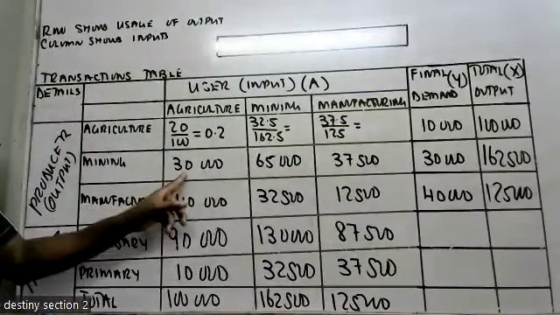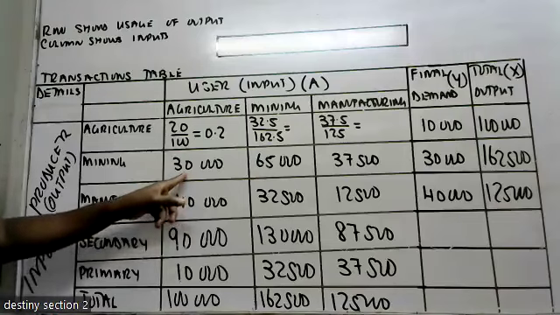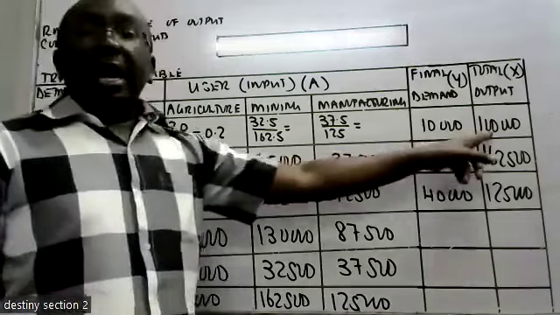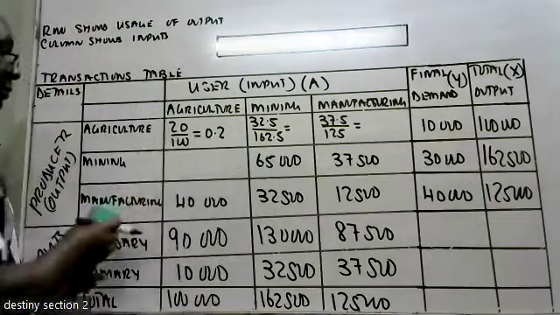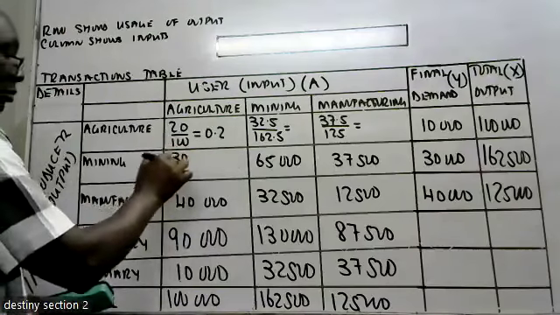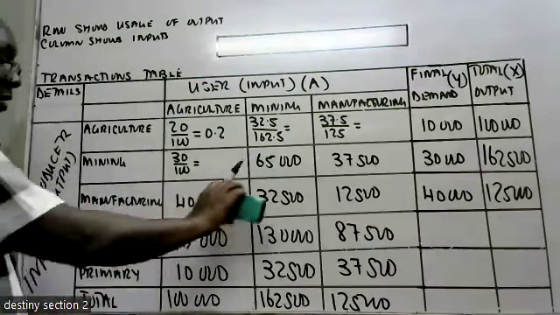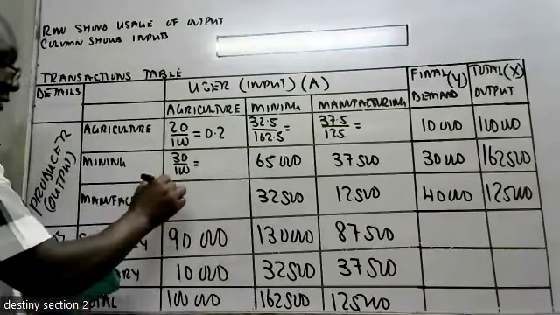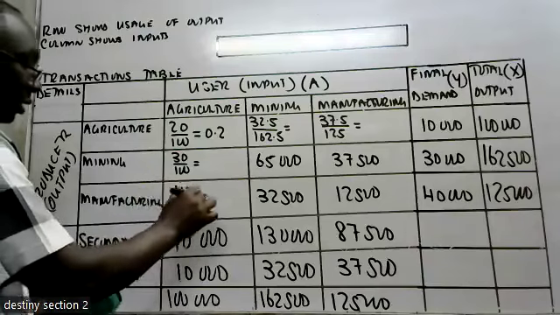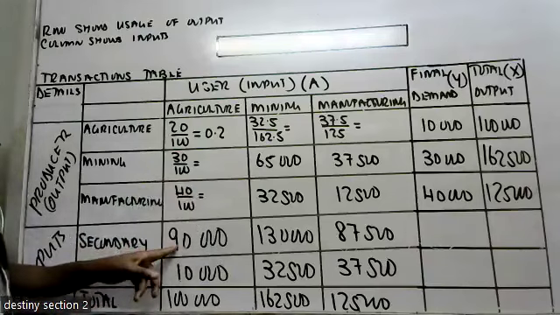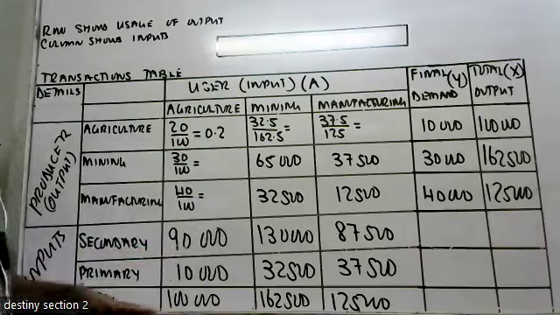Now this one is required by agriculture so that agriculture can make what? 100. So even here I divide what? By 100. Even here I will also divide by 100. This was 40, eh? So even here I will also divide by 100, eh? And here I divide by 100. And here I divide by 100, it will be 1.